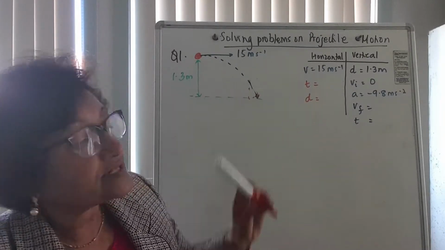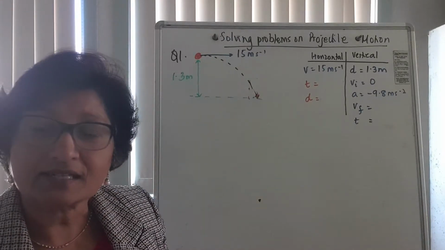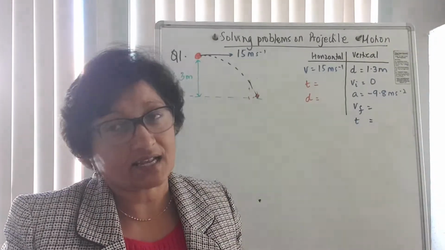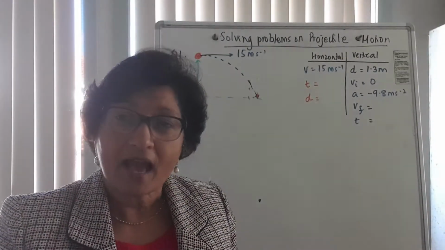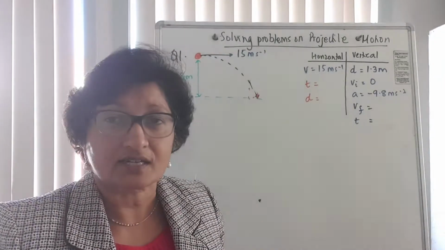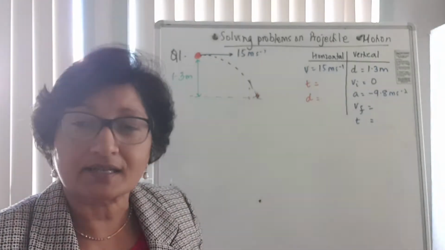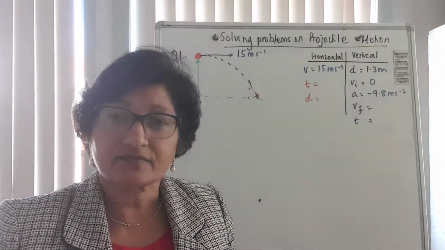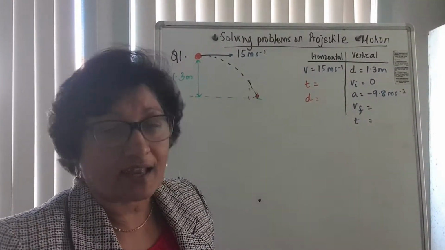Now, looking at the vertical quantities, we know the vertical height is 1.3 meters. However, there are some hidden secret numbers that are not revealed in the question, but which we are expected to know. And one of them is the initial vertical velocity. When you just throw it, it is 0. And the other one is acceleration due to gravity, which is also vertical. Because it acts vertically down, we use negative 9.8 for that value.